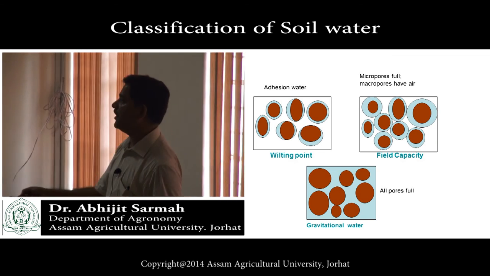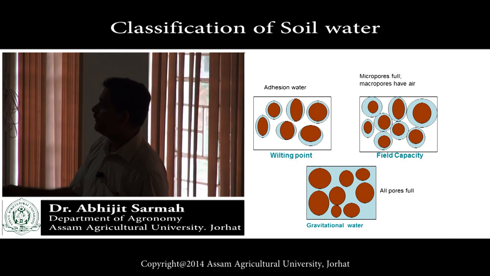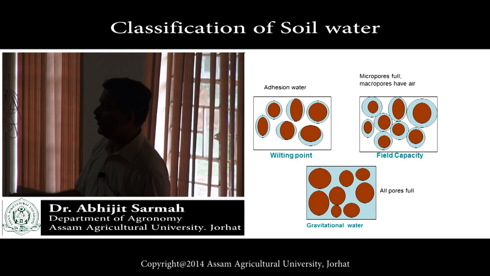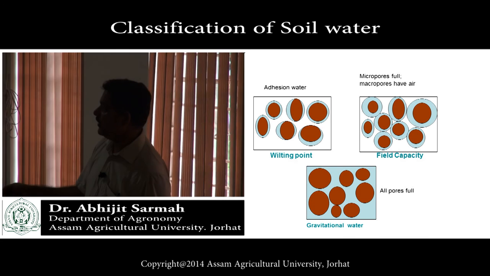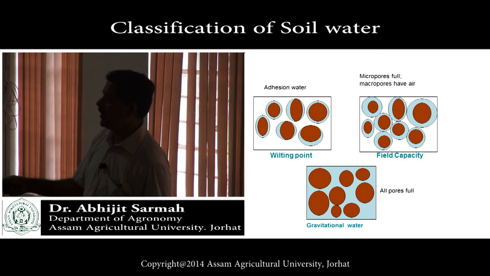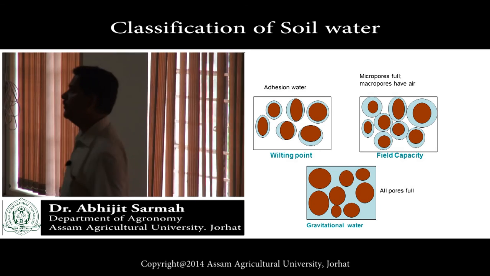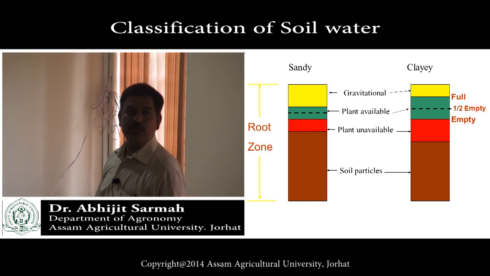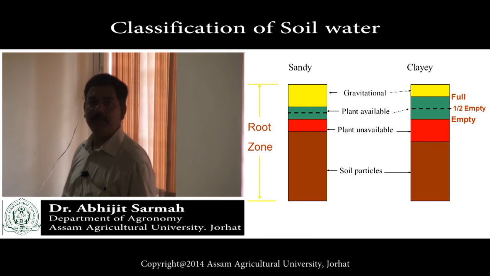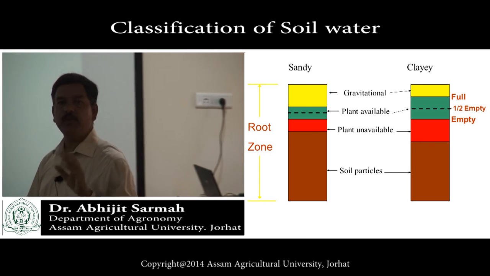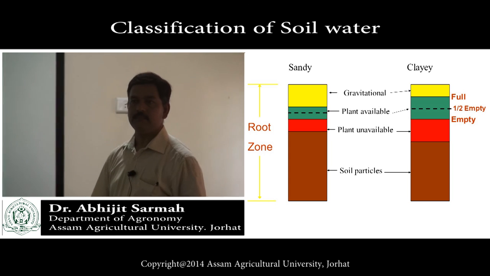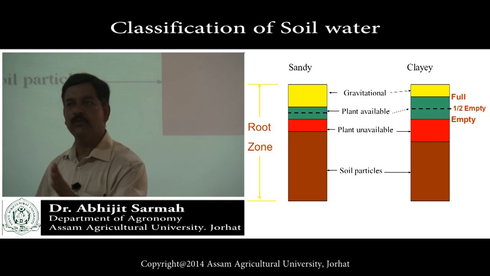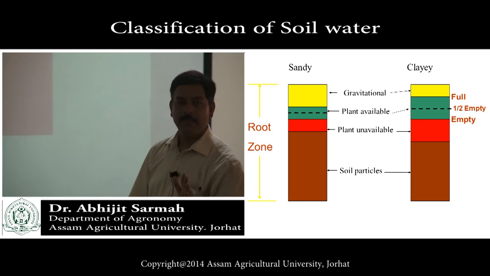Again, the repetition of the same diagram. In the saturated condition, all the pores are full. At field capacity, it is decreasing, and at permanent wilting point, it is decreasing further. This concept is again explained in two types of soil. You tell me where the total pore space is more, in sand or in clay? One group is telling sand, one group is telling clay. Which is true? Clay.